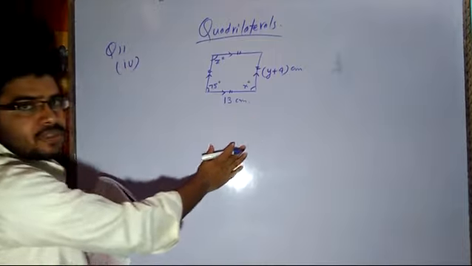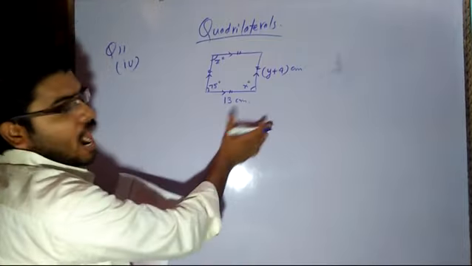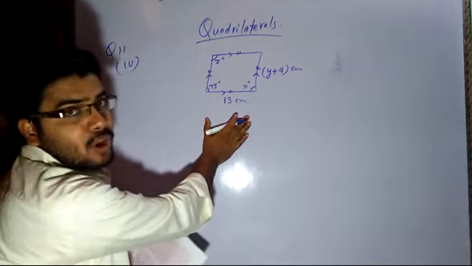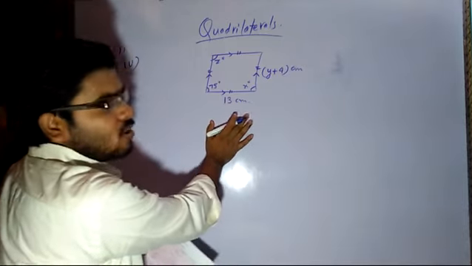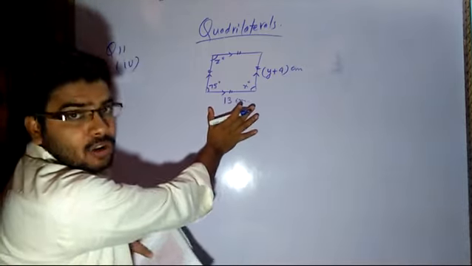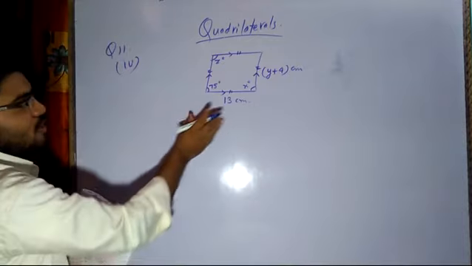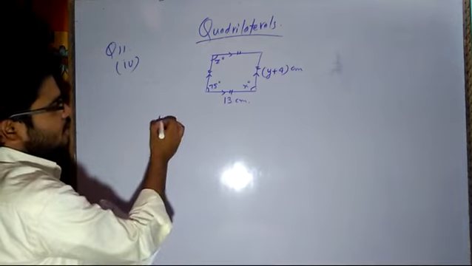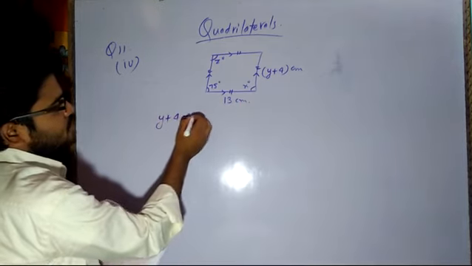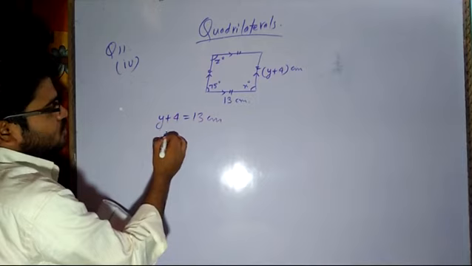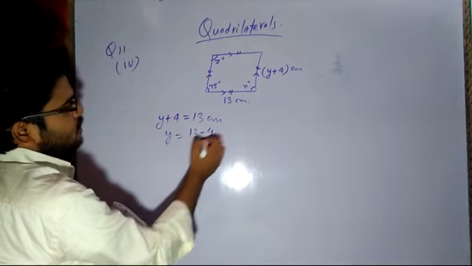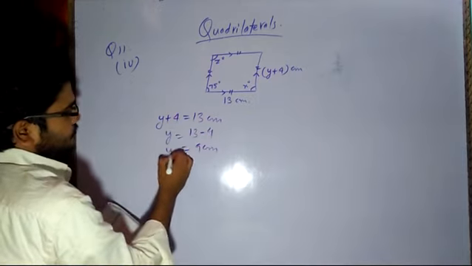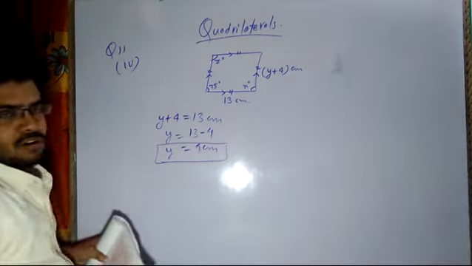It is a rhombus, obviously. A rhombus is a special type of parallelogram. Since all four sides are equal and parallel, I can write y plus 4 is equal to 13 centimeter. So y will be equal to 13 minus 4, that means 9 centimeter. In this way we got the value of y.